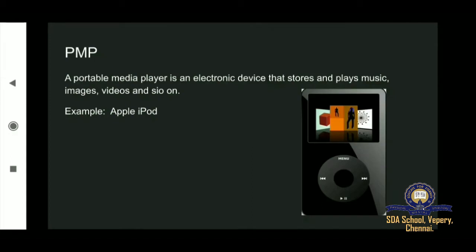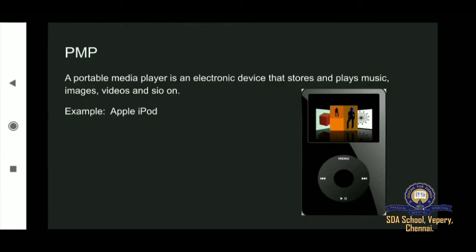PMP. This is our most favorite topic, isn't it? I already gave you one question on it. Many of you found the answer and commented on Google Classroom. Those who did not know the answer, I am going to explain it to you. PMP is a portable media player or portable music player. A portable media player is an electronic device that stores and plays music, images, videos, and so on.